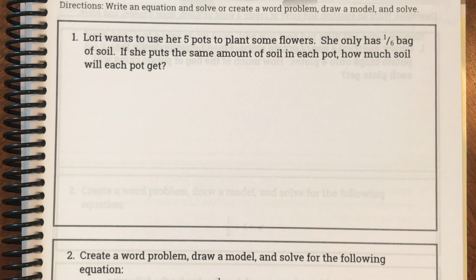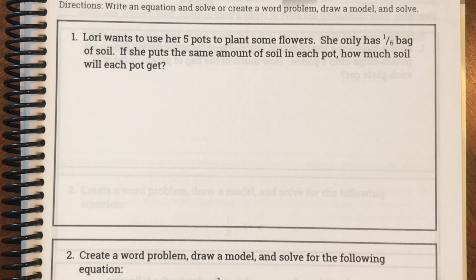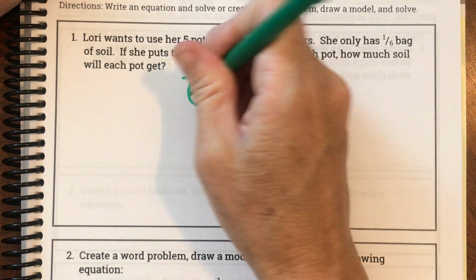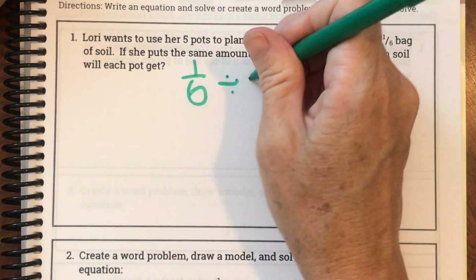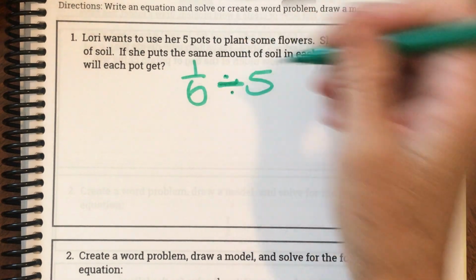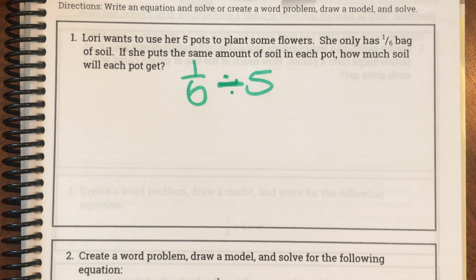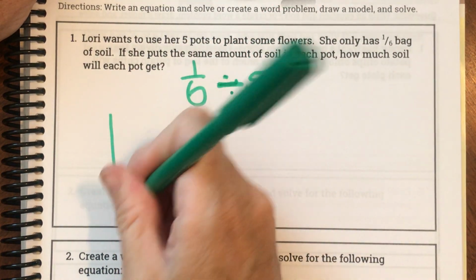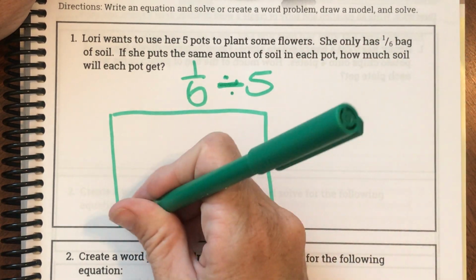Okay, so again, I want to ask myself, what's being divided? We have to ask ourselves, what is being divided here when we do this? So, is she dividing her pots into the soil, or is she dividing the soil into the pots? So I say she's dividing her soil into the pots. So it's 1/6 divided into 5. So now we can draw our 1/6.